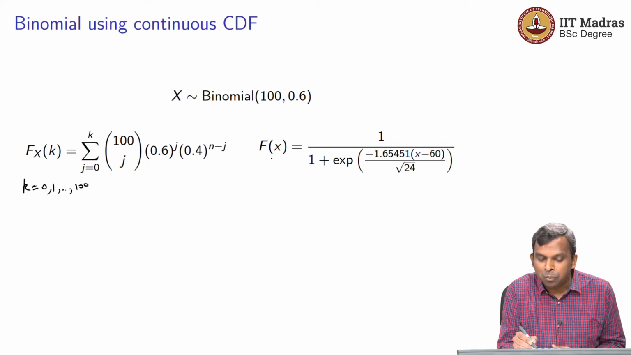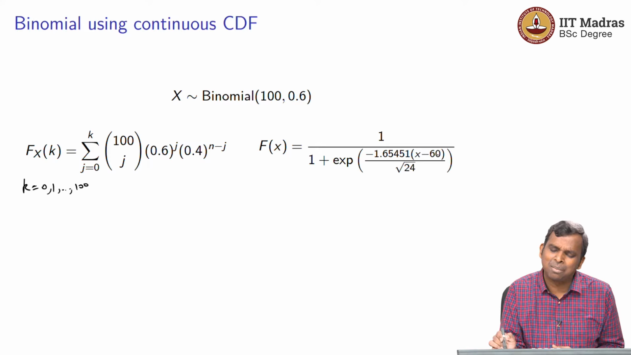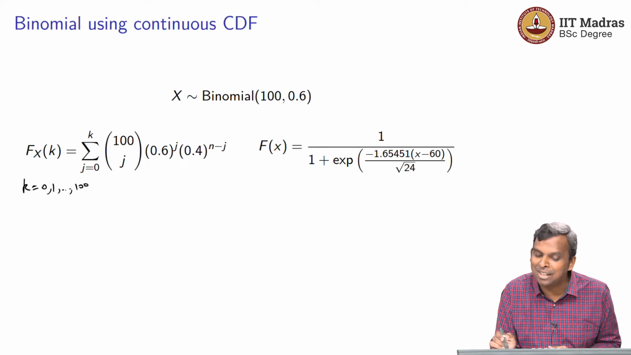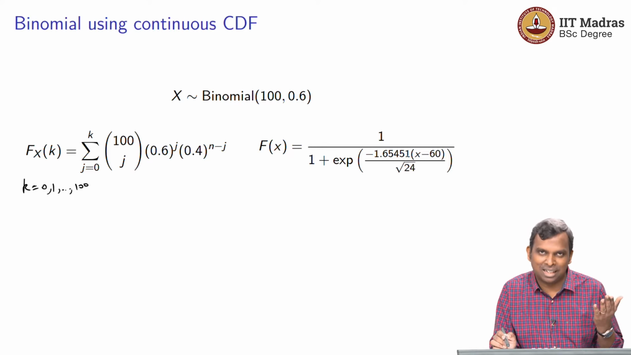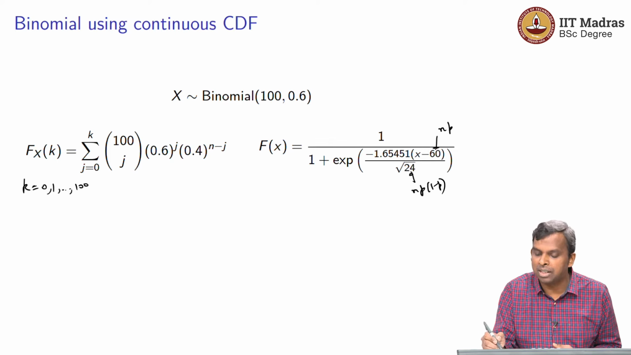Now, this is a nice function. I would urge you to plot it. This is 1 by 1 plus exp of minus x, where x is (x minus 60) by square root 24. Don't ask me where all these things come from; we'll look at this later on. But these are interesting numbers. For those of you who are keen on it, this 60 is np, and this 24 is np into 1 minus p. So 60 is the mean, 24 is the variance, etc.